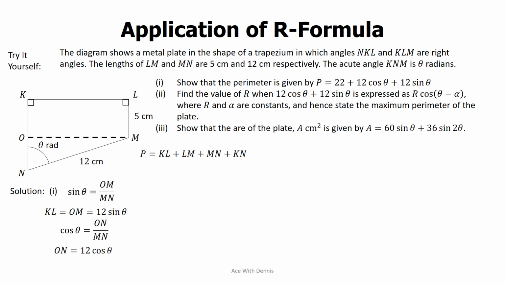So the perimeter will be P equals KL plus LM plus MN plus KN, which equals 12 sine theta plus 5 plus 12 cosine theta plus 5. And when we simplify it, it becomes P equals 22 plus 12 cosine theta plus 12 sine theta, which shows the correct answer.